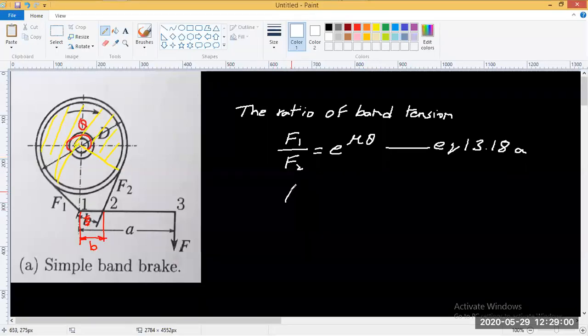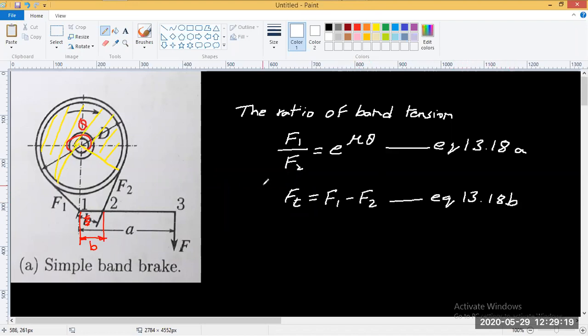Right. Also, tangential force Ft is equal to F1 minus F2. This is also given in equation 13.18b. Okay, tangential force is tension on the tight side minus tension on the slack side. So you can take F1 and write it in terms of F2. Using this equation, send over the F2, then you'll get e power mu theta F2 minus F2. That means you can take this F2 common, then inside you'll get e power mu theta minus 1.